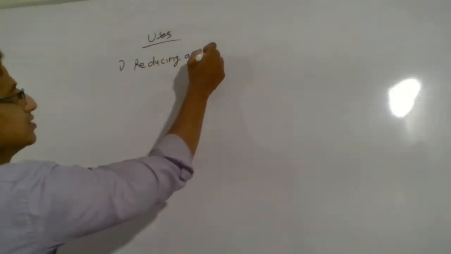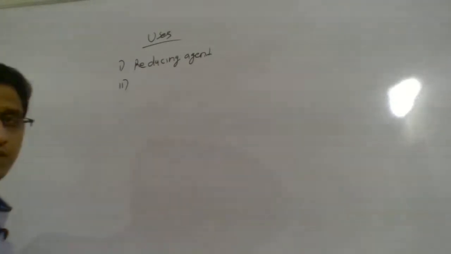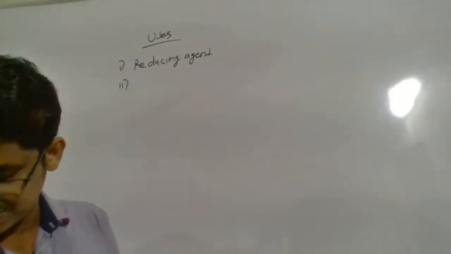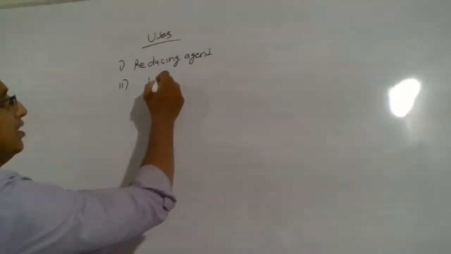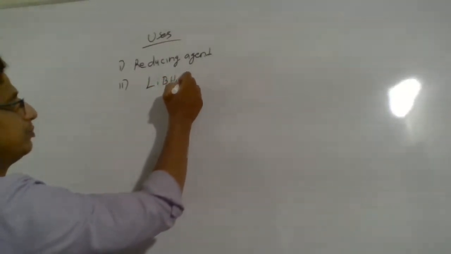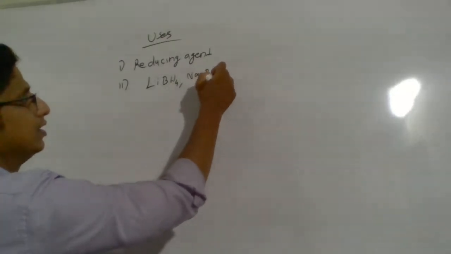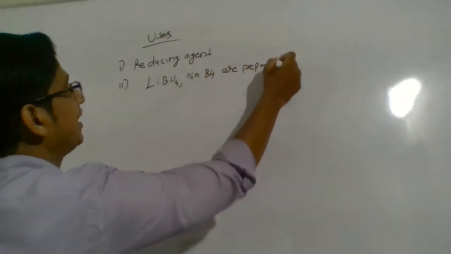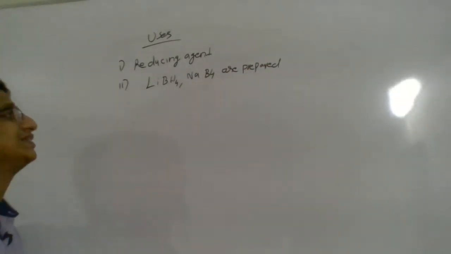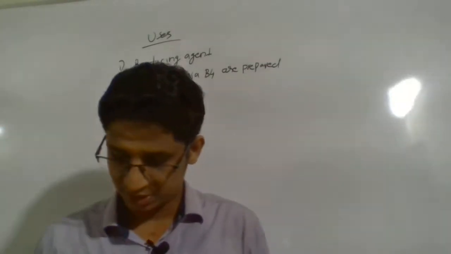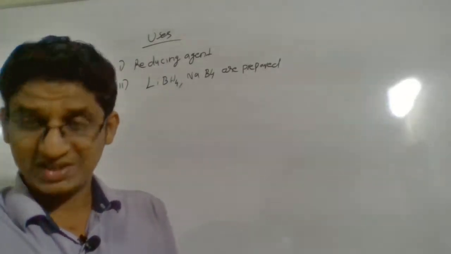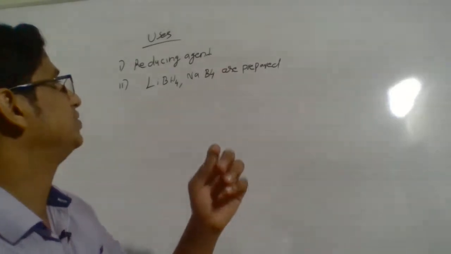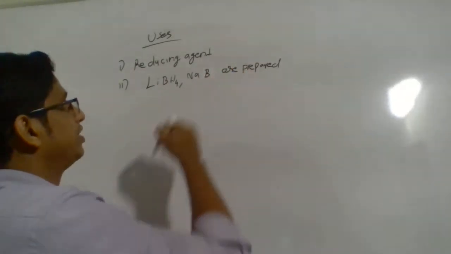Reducing agents. Then the second important use is the preparation of borohydrides like lithium borohydride and sodium borohydride using diborane. So that is another use of diborane that you can remember. Again, lithium borohydride and sodium borohydride are good reducing agents.